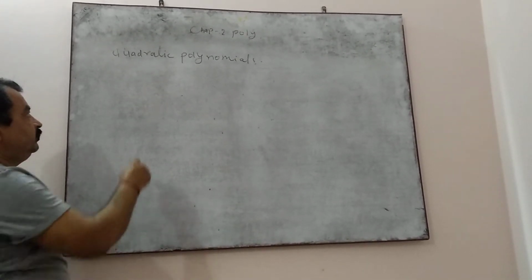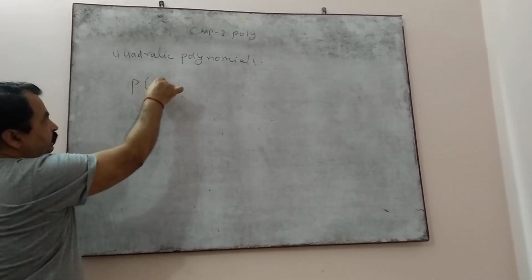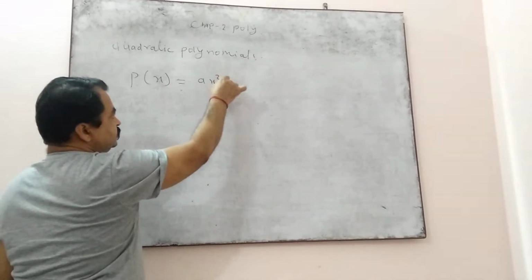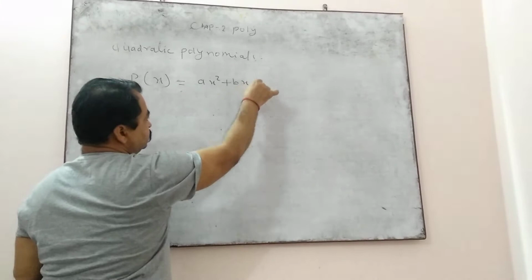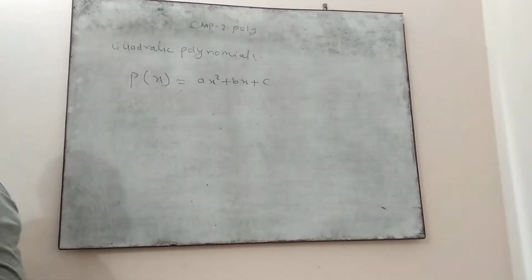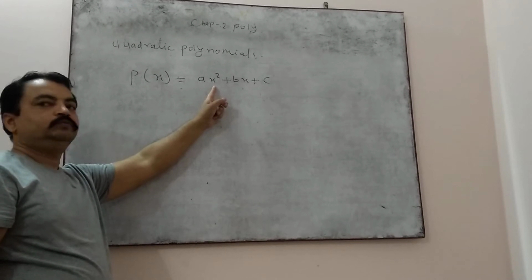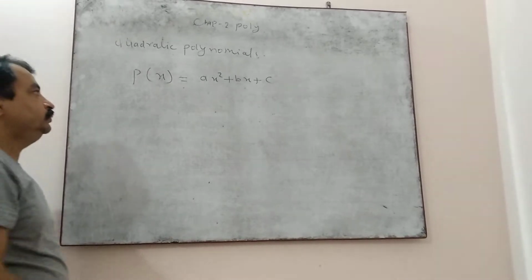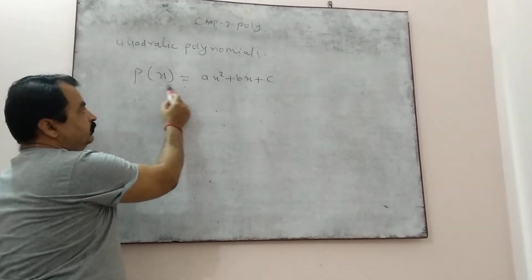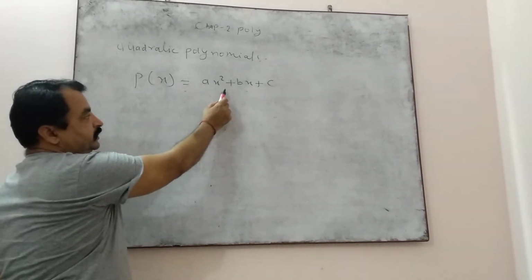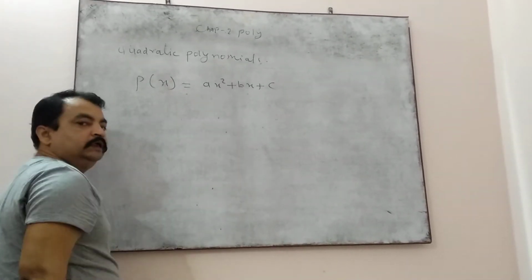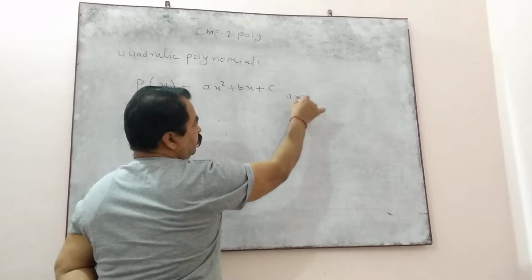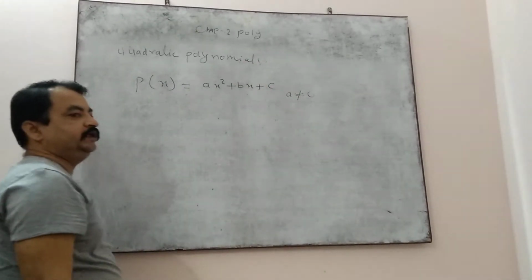So, what is the standard form of the quadratic polynomial, children? We know very well: P of x equals ax square plus bx plus c. Any polynomial having degree 2 is called a quadratic polynomial, right? So here we can write the standard form of a quadratic polynomial in the x term, P of x equals ax square plus bx plus c, where a should not be equal to 0, right?